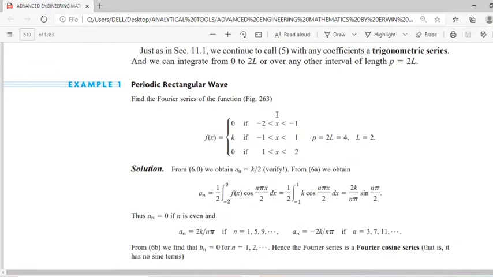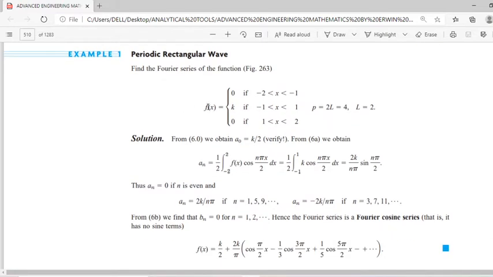So let us consider some examples. This is a typical example. f of x equals 0 if minus 2 less than x less than minus 1, k if minus 1 less than x less than 1, 0 if 1 less than x less than 2. What is the range? The length of the function interval under consideration is minus 2 to 2, that is 4. So 2l will be 4, so l is equal to 2.